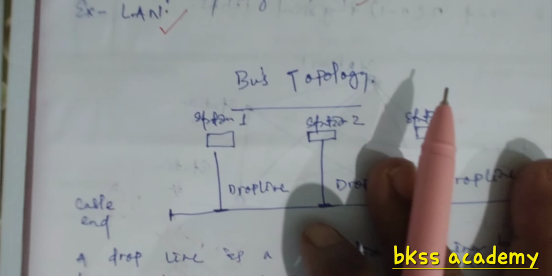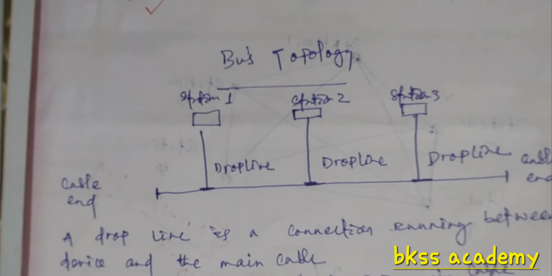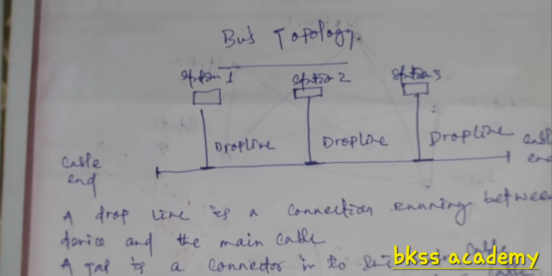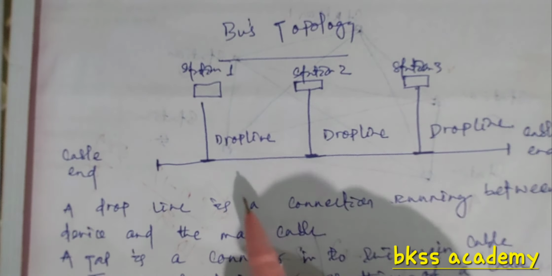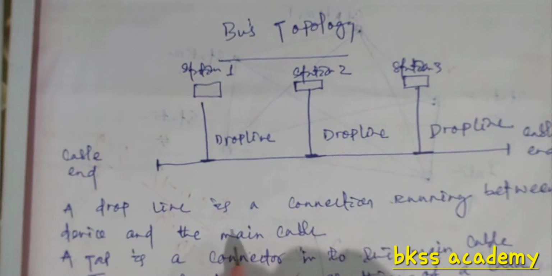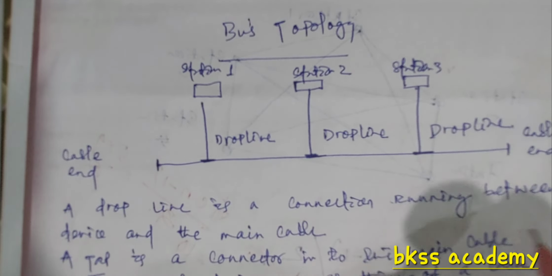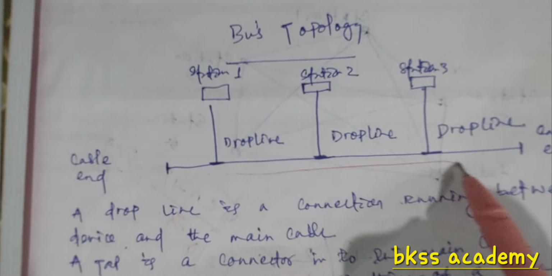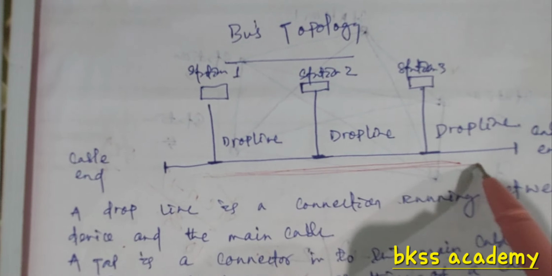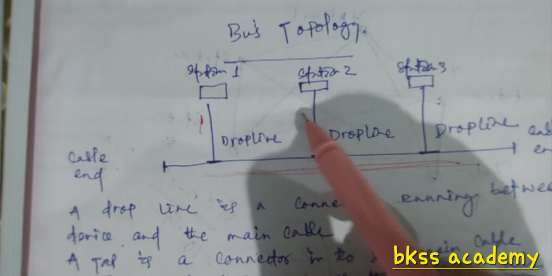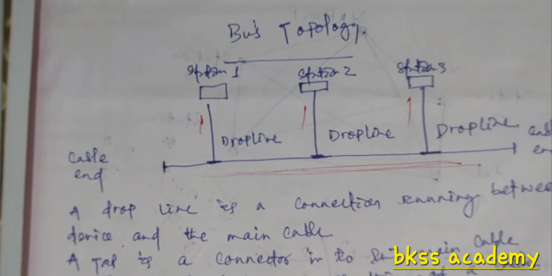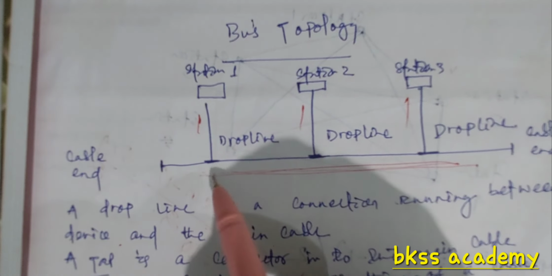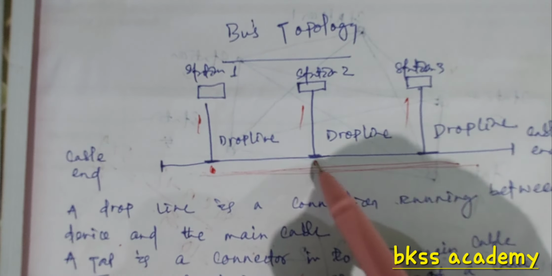Similarly, another concept is bus topology. A drop line is a connection running between the device and the main cable. This is the drop line. This is the main cable. The diagram is like this. This is the main cable and these are the drop lines for connecting different stations. And a tap is there. This is the tap.